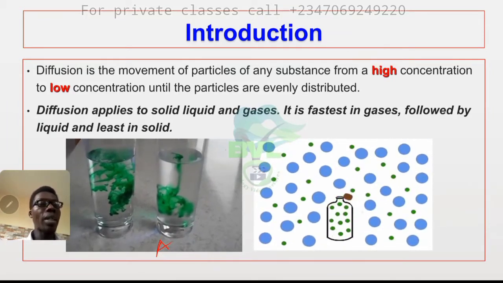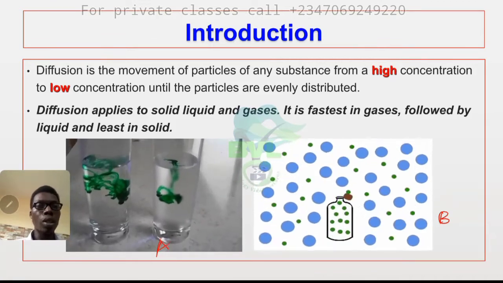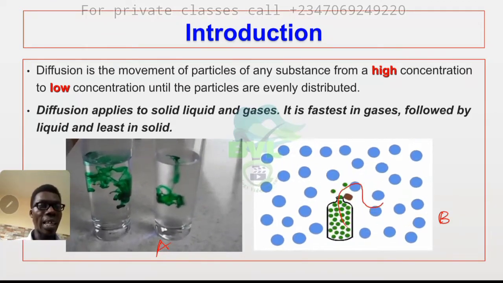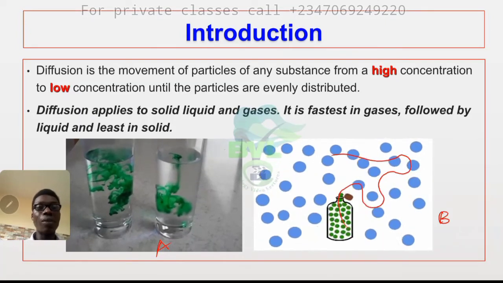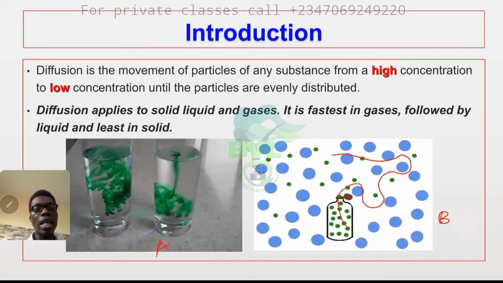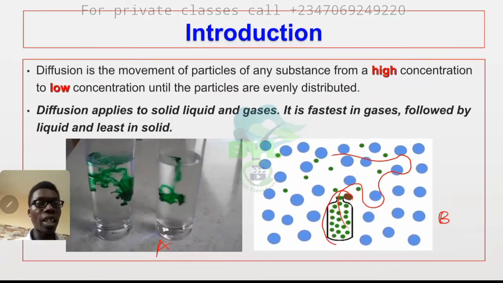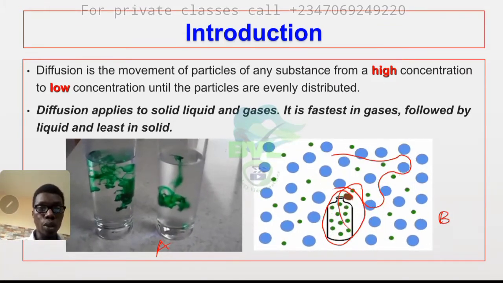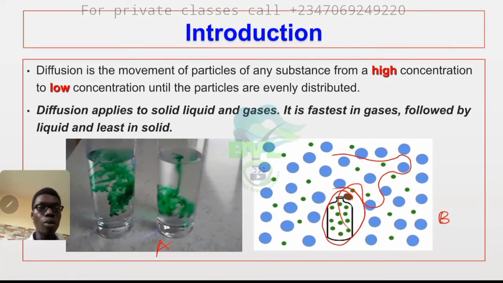Then the same thing happens here, but of course this is gas. This B is a gas molecule. It is spreading around until everything goes out and is evenly distributed. So the point is, in both cases, substances are moving from where it is small. Inside this bottle was where it was small, spreading around the entire room or the entire place.